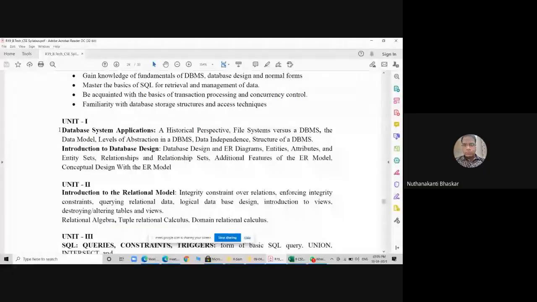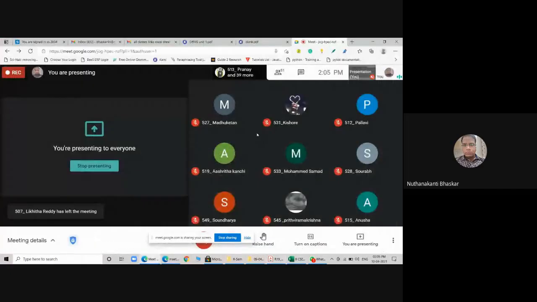Coming to the first one, we already finished that. Coming to the second, introduction to database design: database design and ER diagrams, entities, attributes, entity sets, and relationships. Now, additional features of the ER model and conceptual design with the ER model. If we know these two topics and apply all of them, then we will get the ER model database for any organization. I will tell you only one database, maybe the college database. I will tell you how to do it after completion of these additional features.